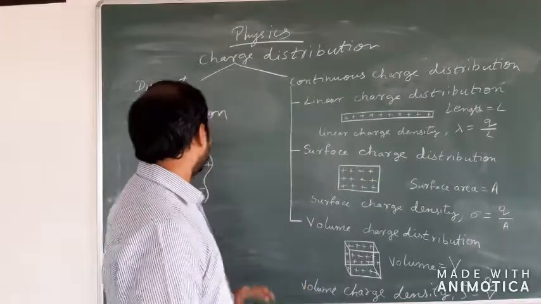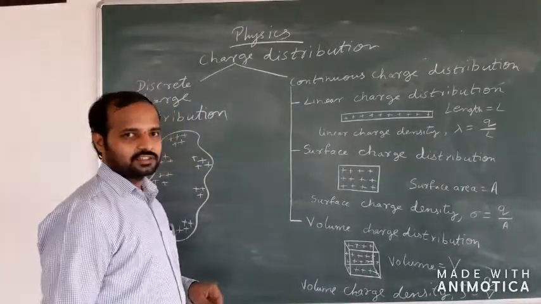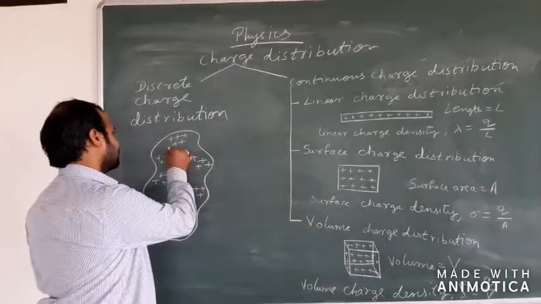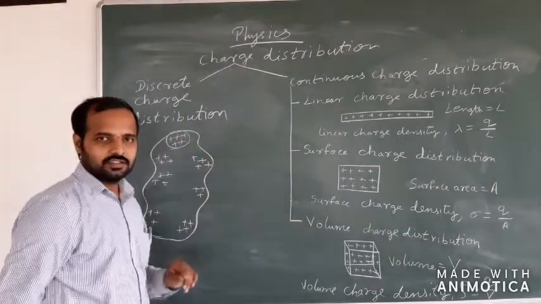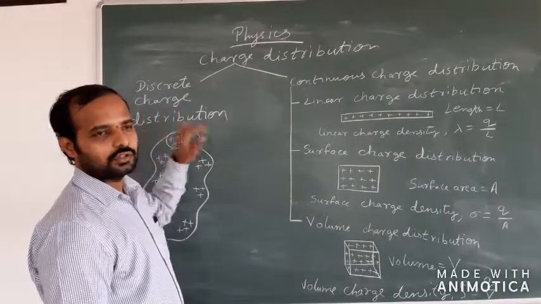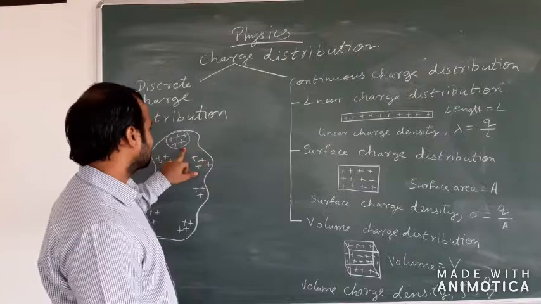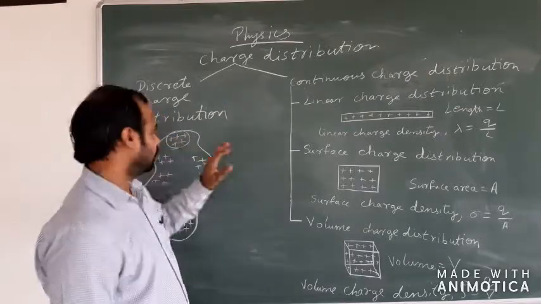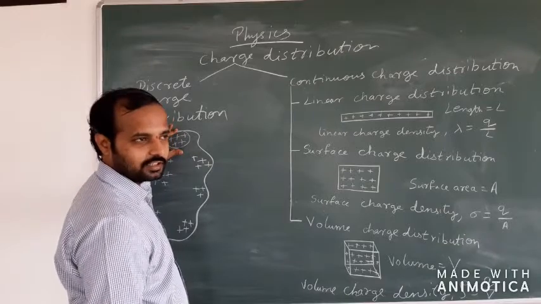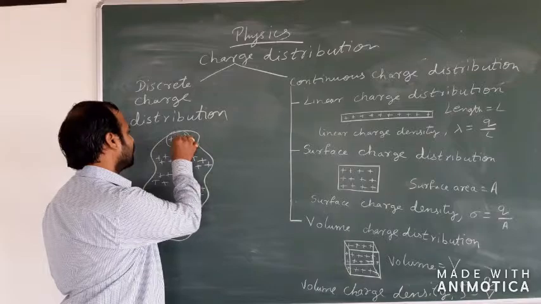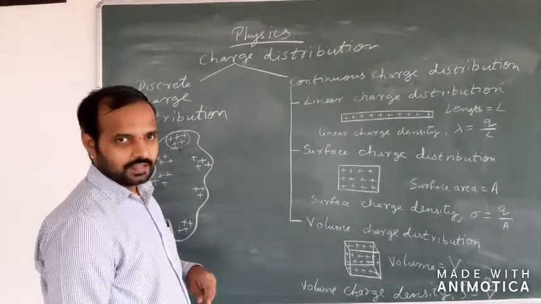So let us just start off with discrete charge distribution and how it happens. Suppose we have charged the insulator at this position. That is, we have added or removed some electrons from this position. In this case, since I have taken positive charges, it means that I have removed the electrons from this particular region of the insulator. So what happens is the positive charges are accumulated in this place.